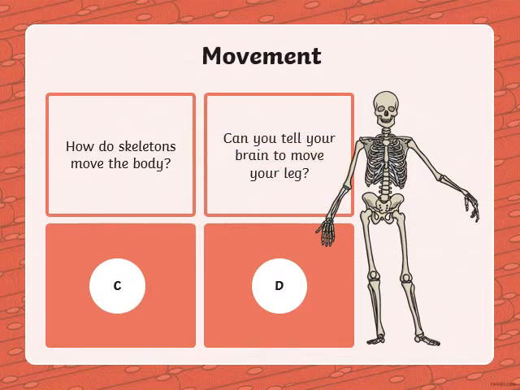So I want you to sit there now and I want you to see if you can tell your brain to move your leg. Now this isn't some mind trick, it's just an exercise. I want you to see if you can get your body to move. I want you to see if you can move your leg. So get your brain to tell your leg to move.